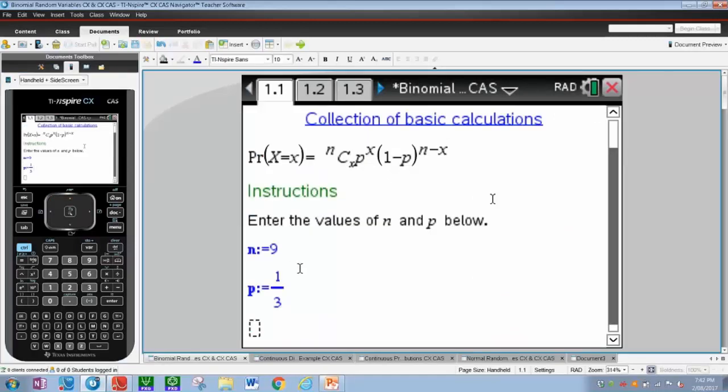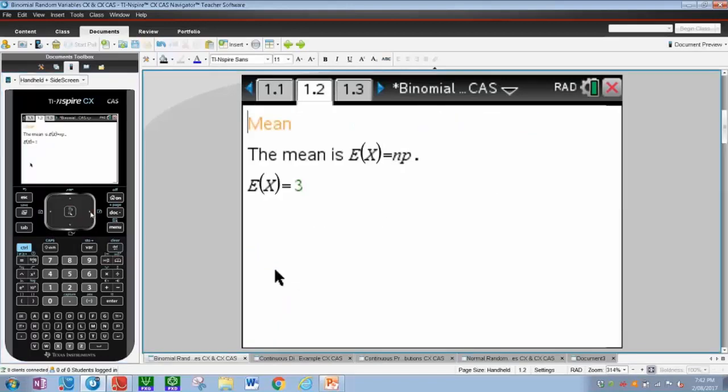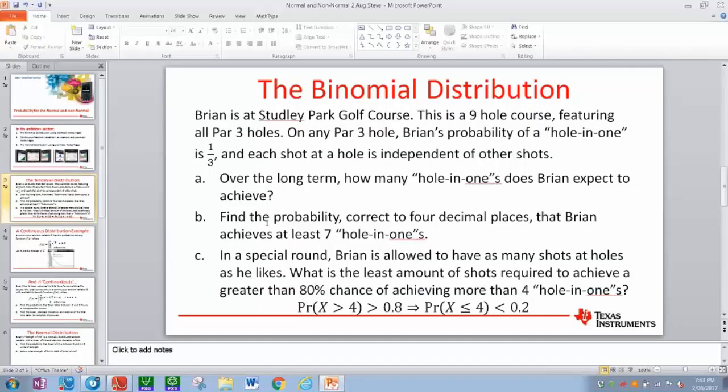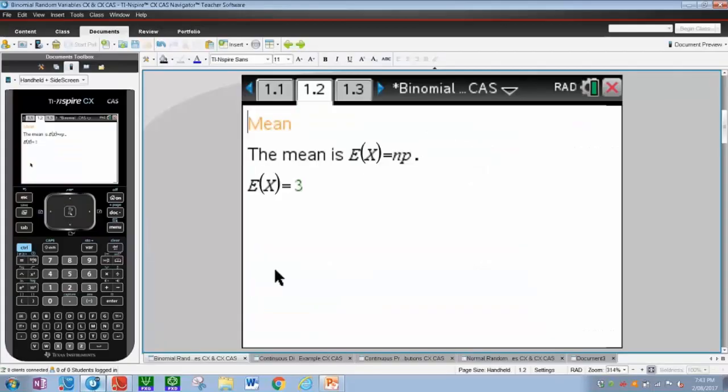Okay, so now that we've defined those parameters, you can go to the second page, and as you can see, it's calculated the mean automatically. You don't have to do anything. As long as you define the N and P values in page 1.1, the mean will automatically be calculated and displayed in page 1.2. So that pretty much answers part A: over the long term, how many hole-in-ones does Brian expect to achieve? And that answer, as we've seen, is 3.